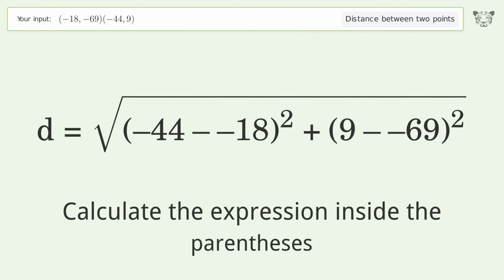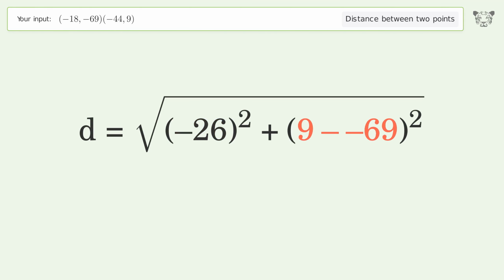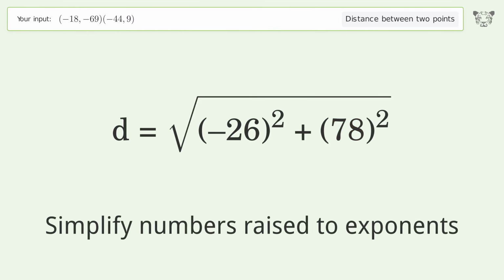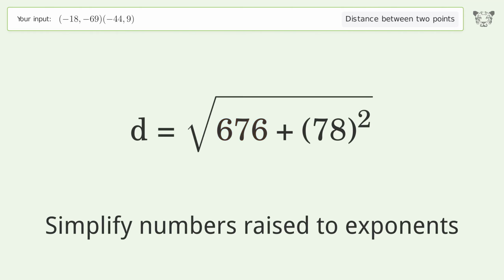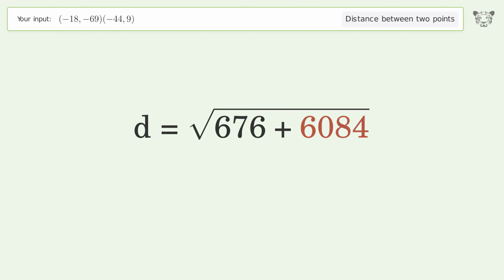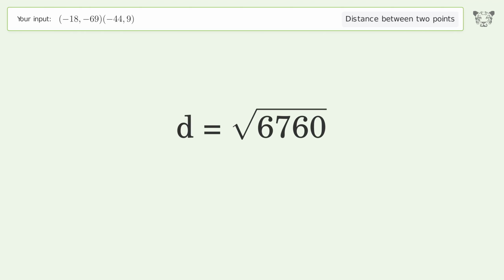Calculate the expression inside the parentheses. Simplify numbers raised to exponents. Simplify the arithmetic. And so the distance between the 2 points is the square root of 6,760, or 82.219.